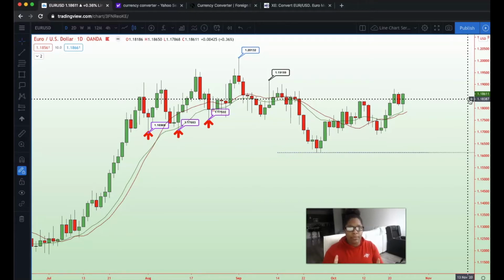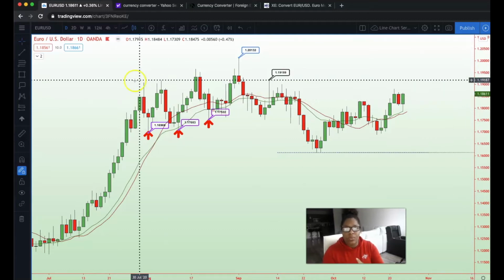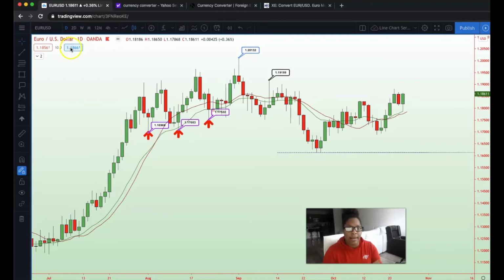This number is highly important. Rock with me for a second. If this number is 1.18611, guess where it's going to show here? Over here in my buy market area.